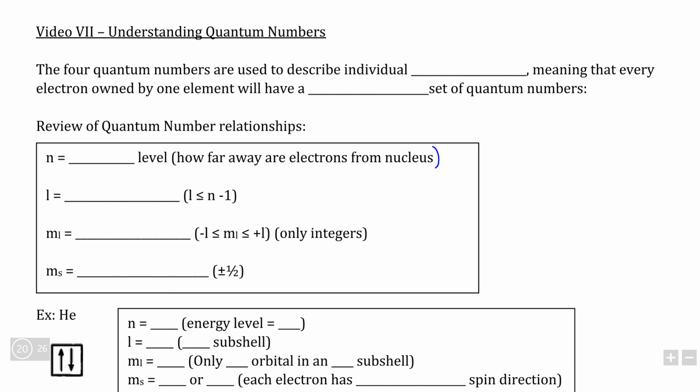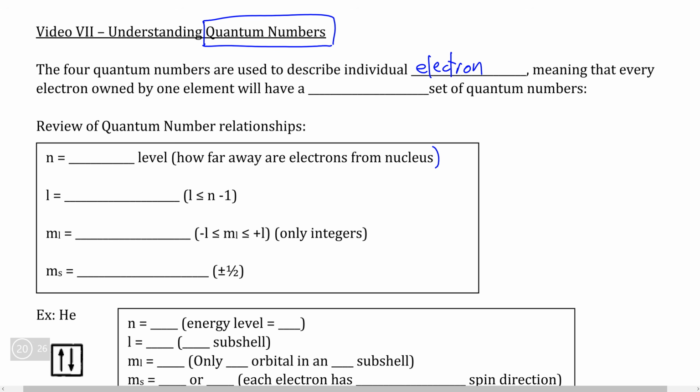In our final video on quantum orbital theory, we're going to focus entirely on quantum numbers. Quantum numbers are, again, the four different numbers that are used to describe an electron's energy level, subshell, orbital location, and spin direction. And these four quantum numbers are used for each individual electron that is owned by an element, meaning that every single electron that belongs to one element is going to have what we call a four-digit quantum number address, where each of the four numbers represents the four different aspects that we have talked about so far.